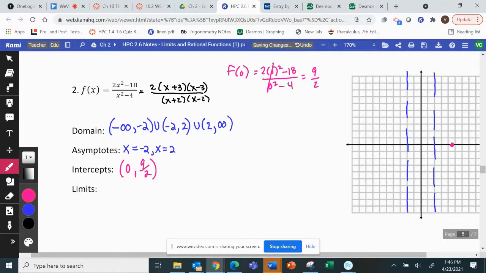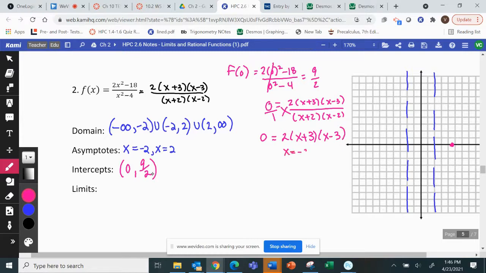And then my x-intercept, I'll set 0 equals 2 times x plus 3 times x minus 3 over x plus 2 times x minus 2. Put 0 over 1, I'm going to cross multiply. I get 0 equals 2 times x plus 3, x minus 3. I'm going to solve that. I'm going to get x equals -3, x equals +3.